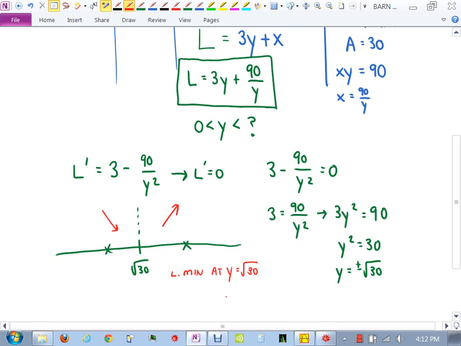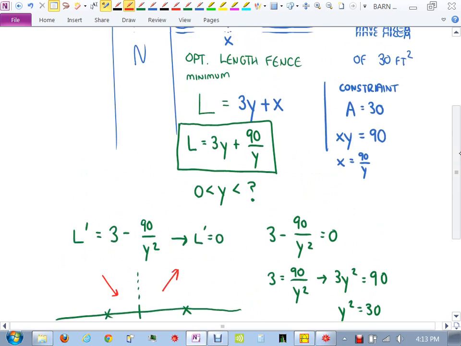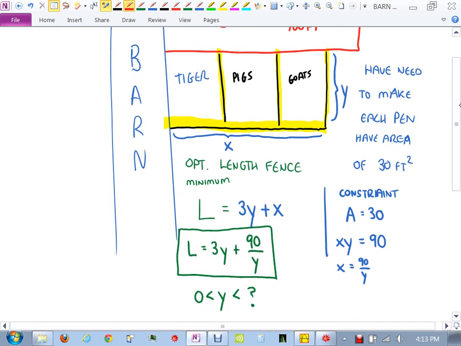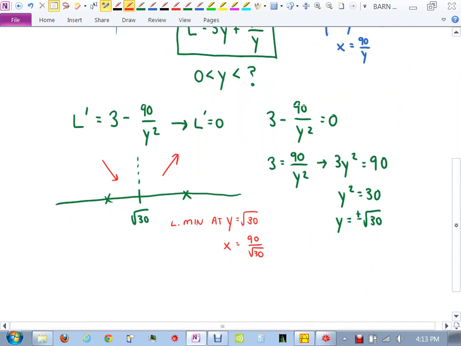That's what you want. So what's x? 90 over y, right? 90 over root 30. So that's it. I wanted the dimensions. How do you build it, right? That's how you build it. You let your x be 90 over square root of 30, and the other side square root of 30.